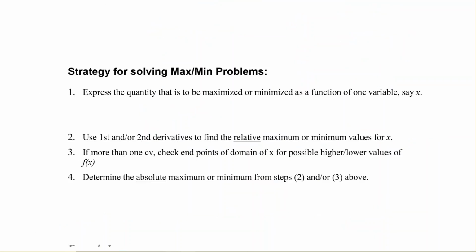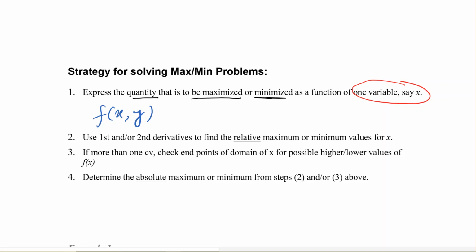So the first step is to express the quantity to be maximized or minimized as a function of one variable. So let's say you have many variables in the beginning, so we can start with two. So the first step is either to convert the function in terms of x only or in terms of y only. So only one variable.